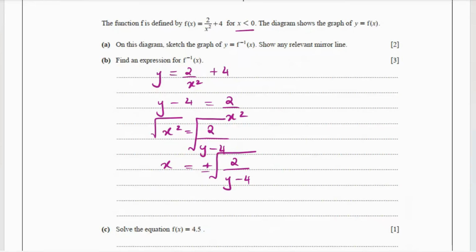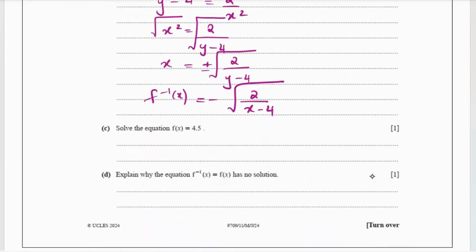Now, f of x is less than 0, which means we look at the values for the negative square root. So f inverse of x is going to be the negative root of 2 over x minus 4. If it was greater than 0, we would look at the positive root.